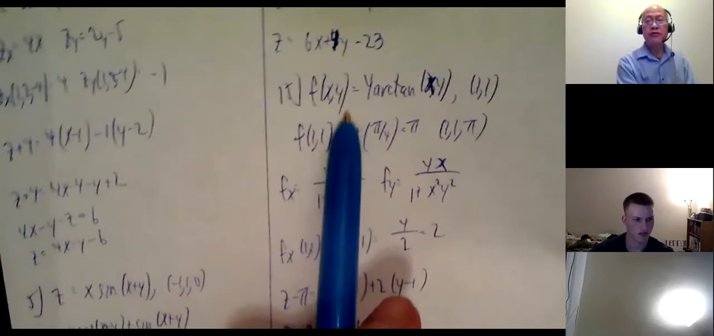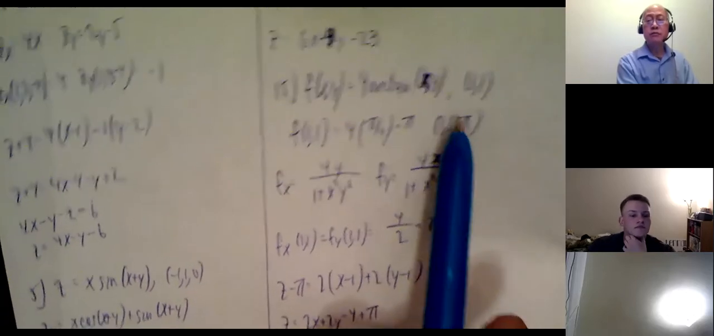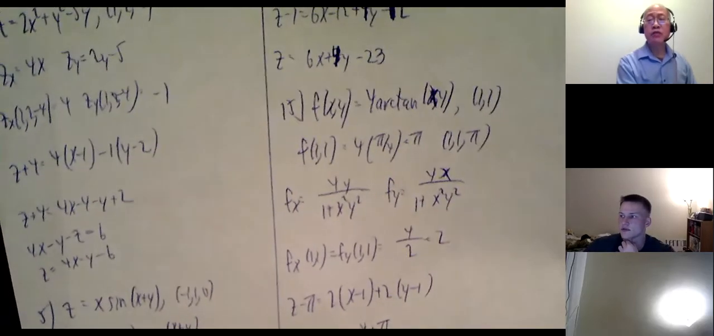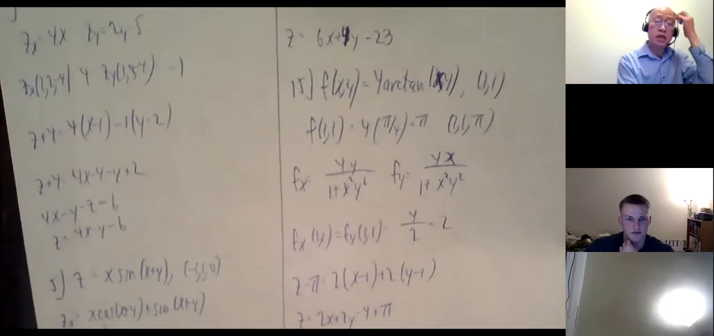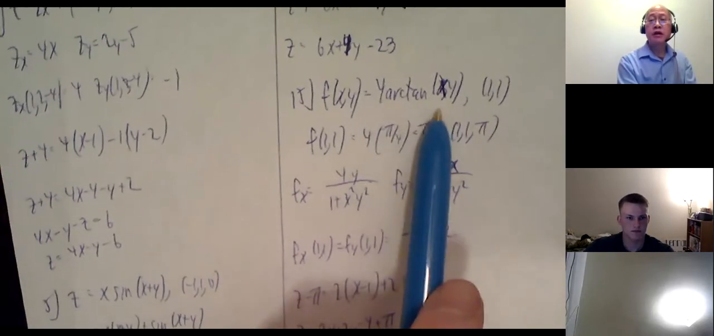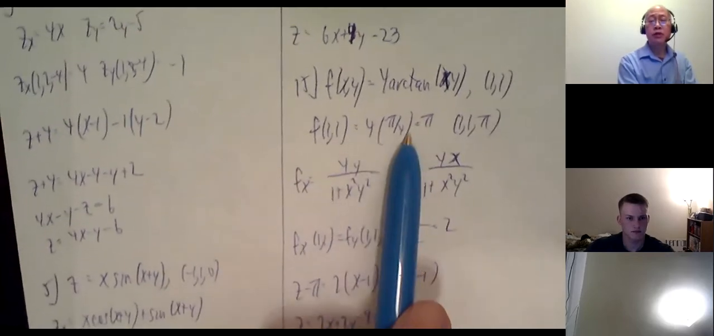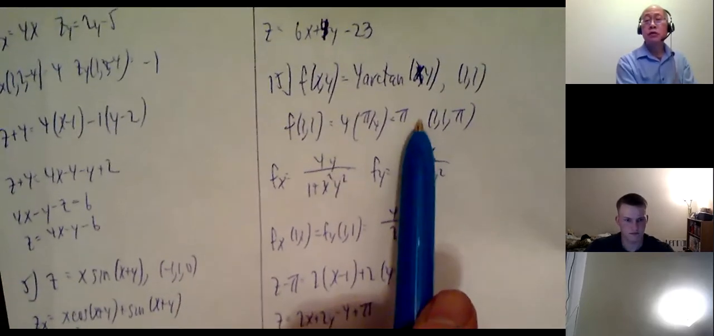Number 15, f of x, y is 4 arctan of xy at 1, 1. So again, they give me x and y, but not z. Figure out the z by plugging in 1 and 1. Arctan of 1 is pi over 4. So I have 4 times pi over 4, which is pi. So the ordered triple is 1, 1, pi.